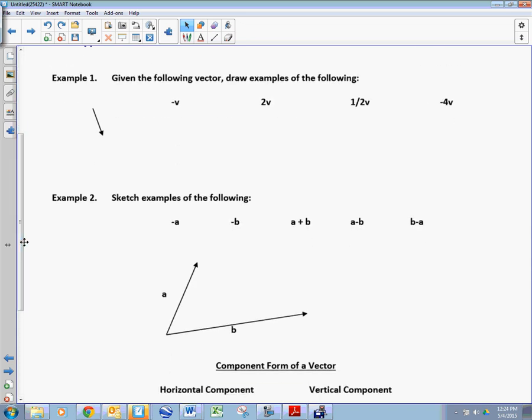So let's look at example 1. It says, given the following vector, draw examples of the following. If that's my vector, vector V, we'll call it.